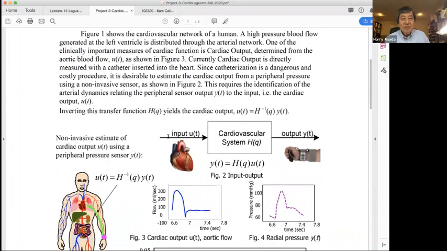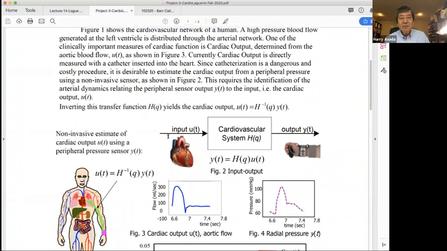Figure 1 shows a cardiovascular network of a human. A high pressure blood flow generated at the left ventricle is distributed through the arterial network. Okay, this is basically the biomedical area of the problem. One of the clinically important measures of cardiac function is cardiac output. That's how much blood is basically pumped out of your heart.